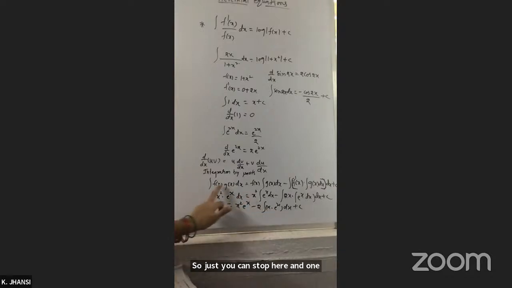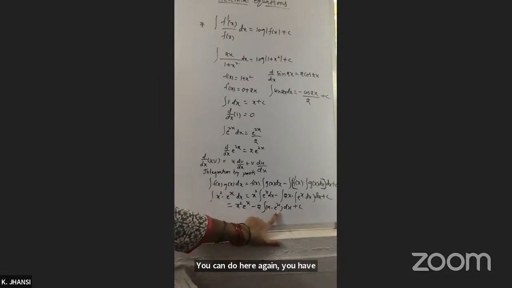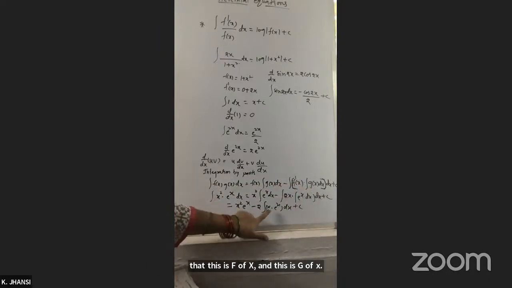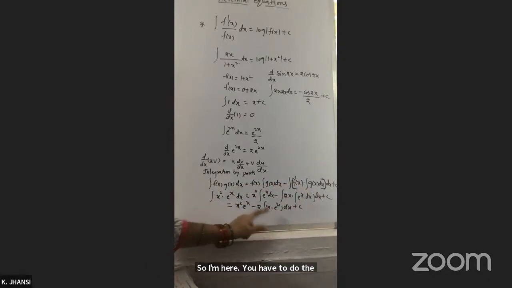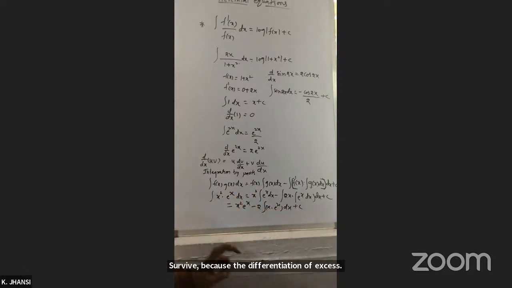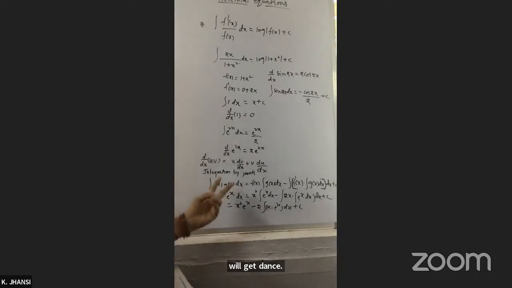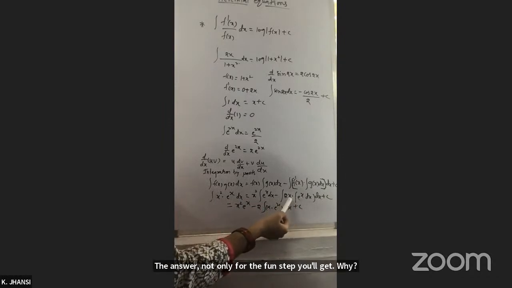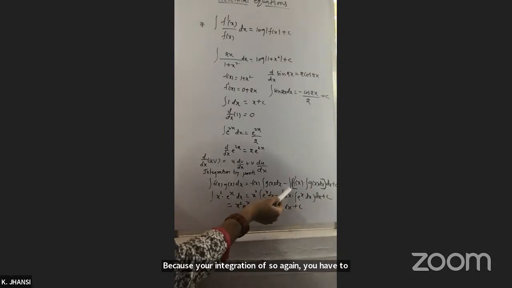Here again you have to follow the same rule, that this is f of x and this is g of x. So again you have to apply the same formula and then you will get the answer. Why? Because the differentiation of x is 1, so 1 into e power x means directly you will get the answer. If you take cos x and sin x like that also, you will do 2 steps, then you will get the answer. Not in one step. Why? Because again you will get 2 functions, so again you have to apply this formula.